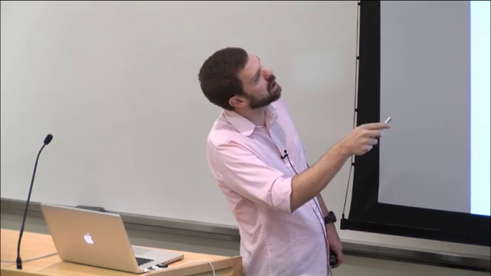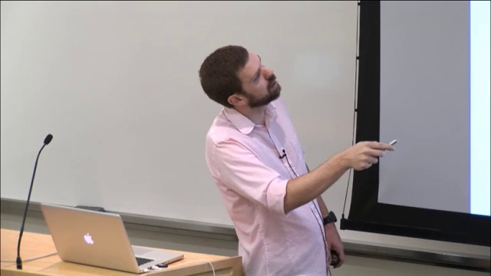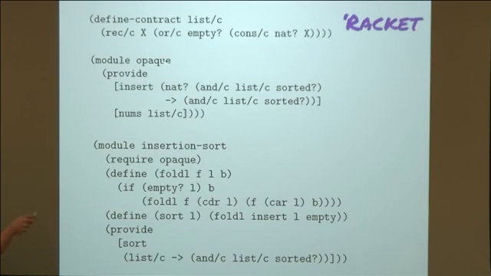contract for a list of natural numbers. It's a recursive contract which says that it's either empty, so it satisfies the empty predicate, or it's a pair constructed out of the not predicate and a list, right? This is the recursive thing here. Now we've got a module that's providing two things, insert and nums. And you'll notice there's no definitions in this module. So this is how the symbolic things get introduced, because insert and nums are going to be treated symbolically. And insert is a function that takes a natural number and a sorted list, and it produces a sorted list. And nums is just some arbitrary list of natural numbers.